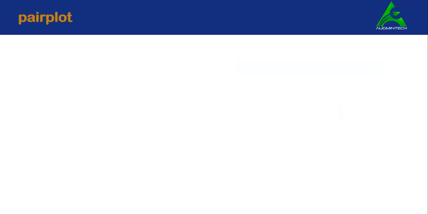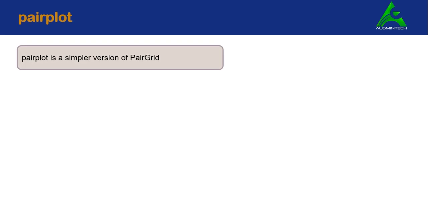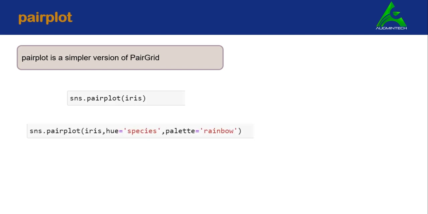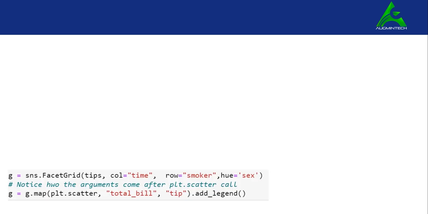Now let's have a look at what a pairplot is. Pairplot is a very simple version of a pair grid that gives us the pairwise relationships between the columns. We do sns.pairplot of iris, and then we can specify the parameter hue on the categorical column, like species would be the categorical column here. And the color palette that we're using is rainbow.